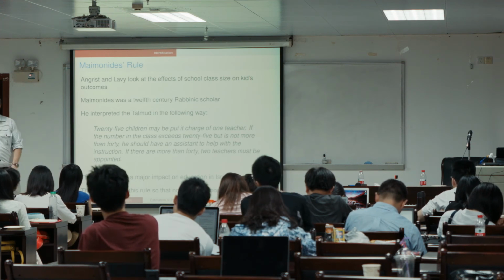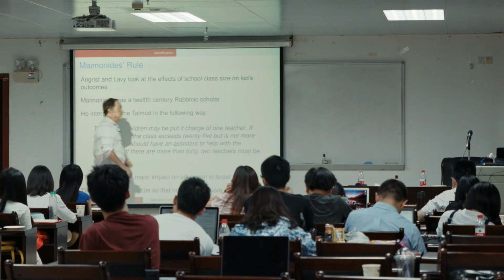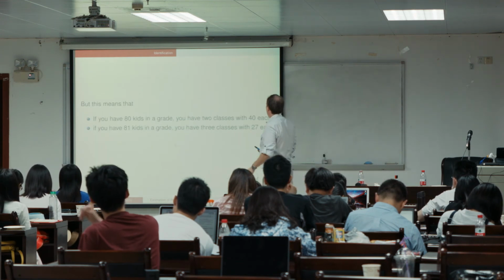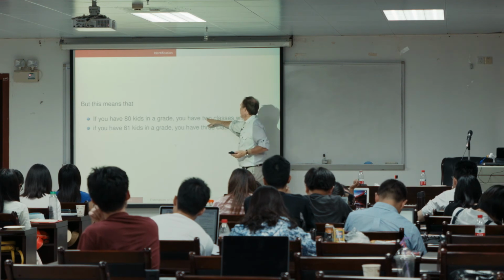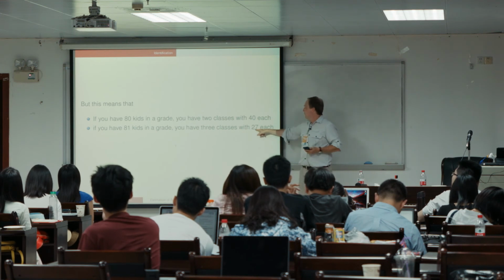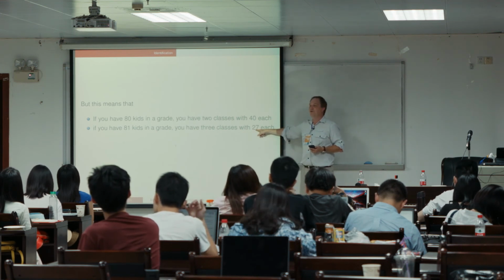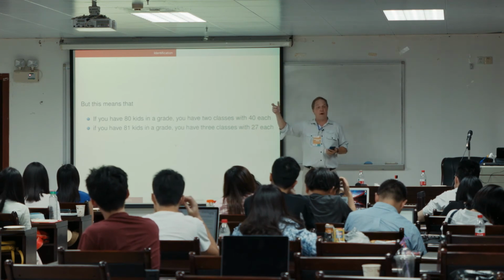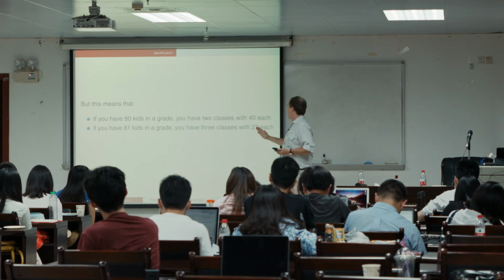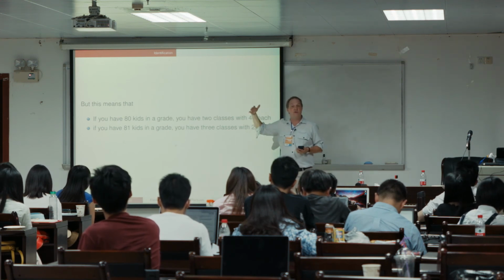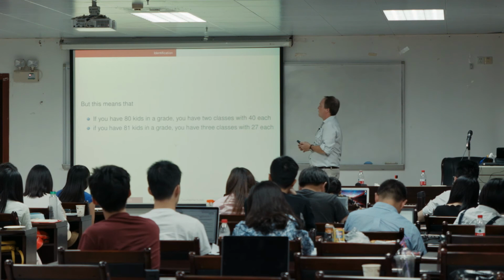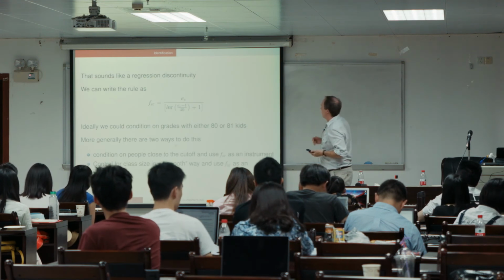Okay? This sounds like a regression discontinuity. And Angrist and Lavy were smart enough to figure out that, yes, this is a regression discontinuity, and they can use it as one. For example, if you have 80 kids in a grade, you can have 2 classes with 40 each. But if you have 81 kids in a grade, then you have to have 3 classes that have 27 kids in each class. So you get this regression discontinuity. So whether I belong in a grade with 81 kids or 80 kids is going to affect the size of my classroom. So they're going to use this regression discontinuity to measure the effect of class size on outcomes of kids.